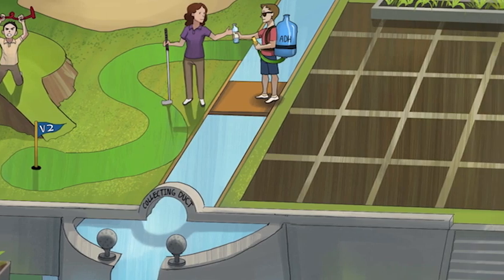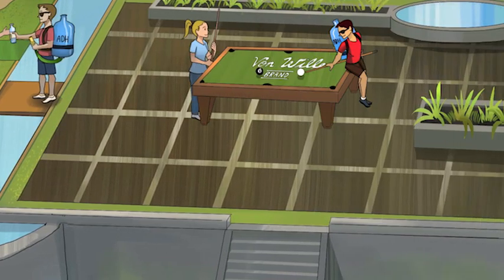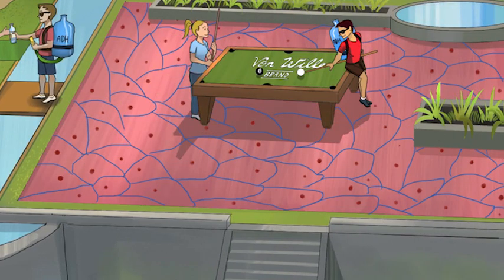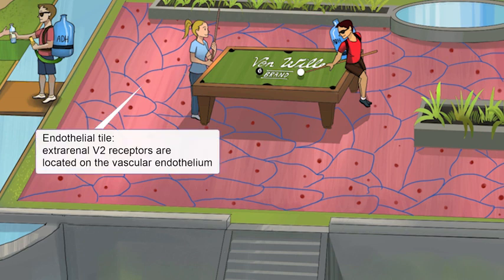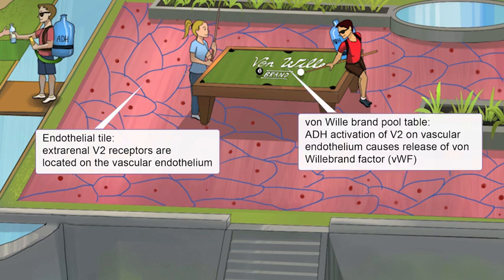It turns out that there are extrarenal V2 receptors found on the vascular endothelium. These receptors will be demonstrated across from the V2 green at the pool hall. Notice we've installed some tile here that looks just like the vascular endothelium. These extrarenal V2 receptors regulate the secretion of coagulation factor 8 and von Willebrand factor, which increase platelet aggregation.